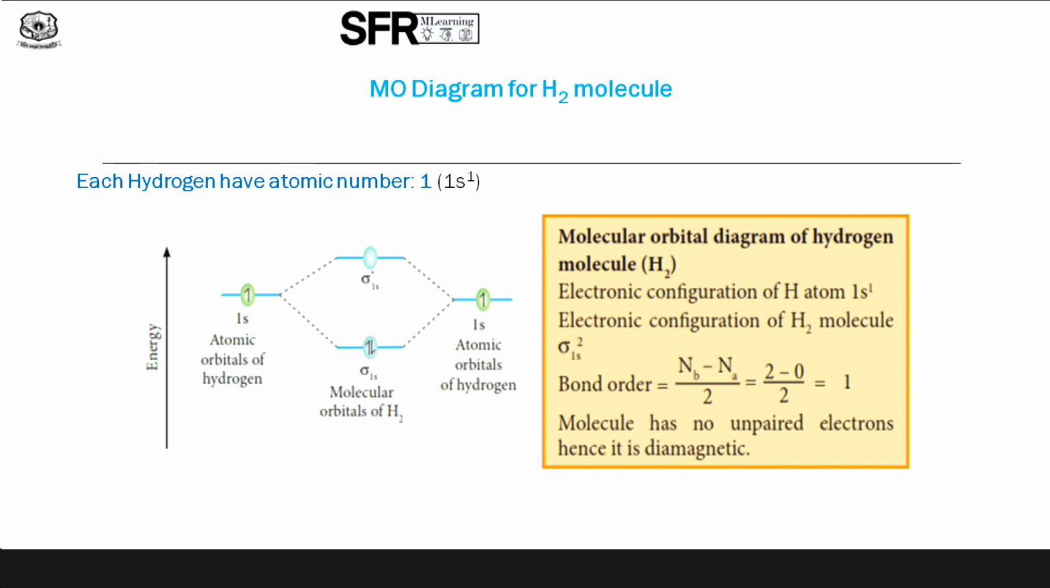From the bond order calculation, the bond order is equal to 1. Two electrons are present in the bonding molecular orbital, whereas no electron is available in the anti-bonding molecular orbital. So (2 minus 0) by 2 is equal to 1. From this we conclude that between the two hydrogen atoms in the hydrogen molecule, only one covalent bond is present. In addition, the two electrons are paired in the bonding molecular orbital, so it is a diamagnetic molecule. We conclude that the hydrogen molecule is diamagnetic.